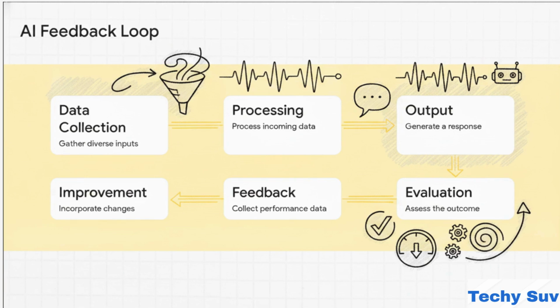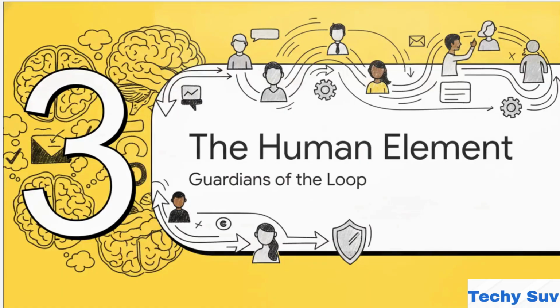That output is evaluated. Feedback is collected, maybe from your 5-star rating or an automated validator. And finally, improvement occurs through prompt refinement or model fine-tuning. The big takeaway here is that every single iteration provides brand new information to make the very next output exponentially better.